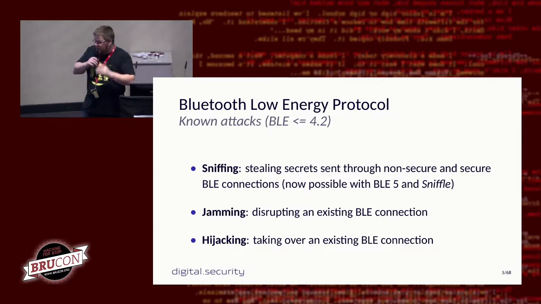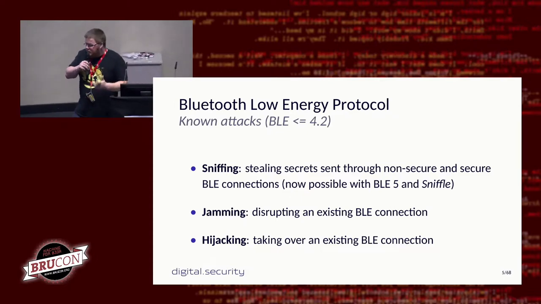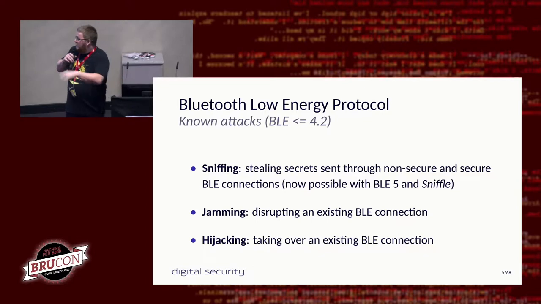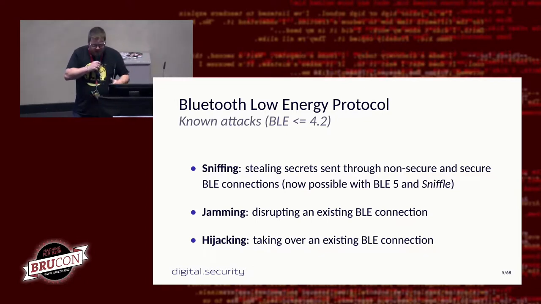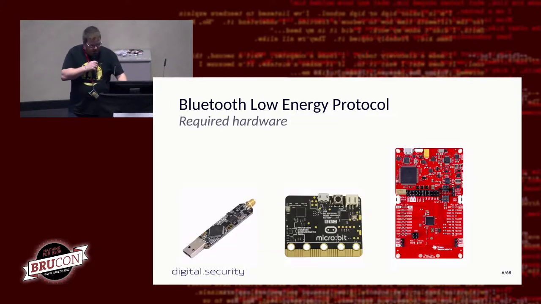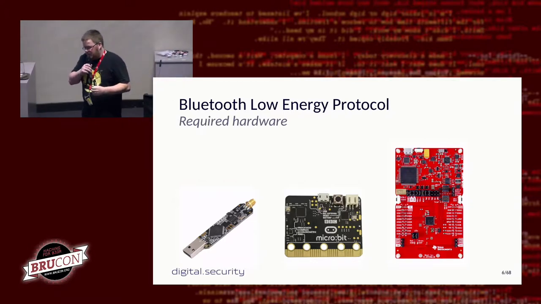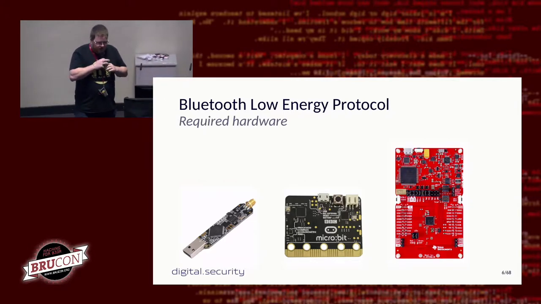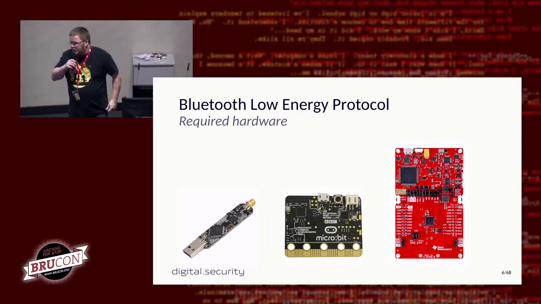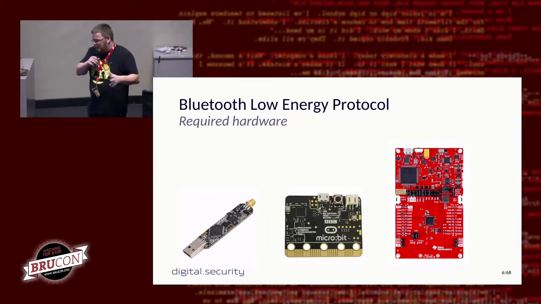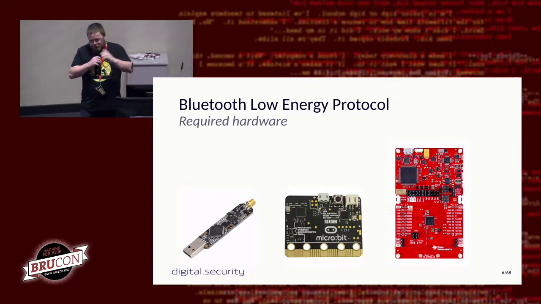It works only on the BLE 4.0 to 4.2 version of this protocol, except for the sniffing, which is now possible with BLE 5. But what about jamming and hijacking? When you are performing these sniffing, jamming or hijacking attacks, you've got a lot to do, and you need some specific hardware. You can buy a lot of hardware, but the most used in this process are the following.